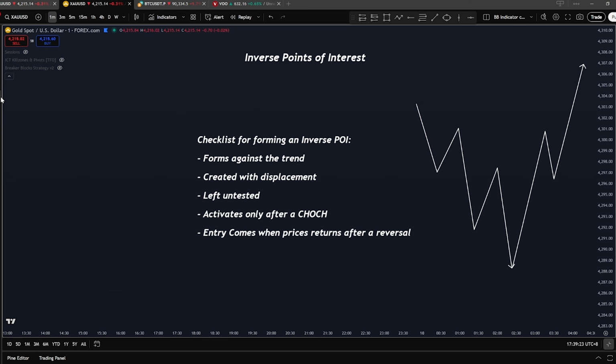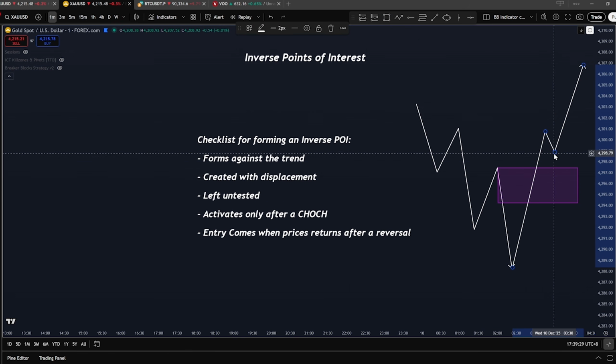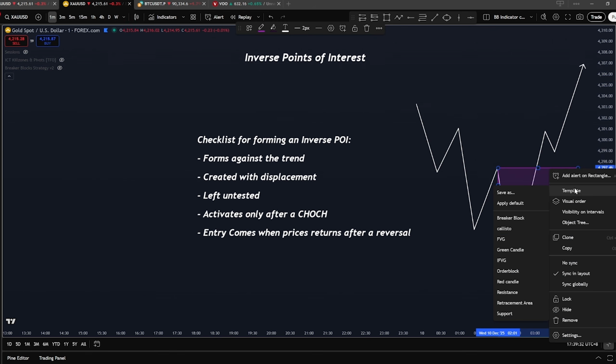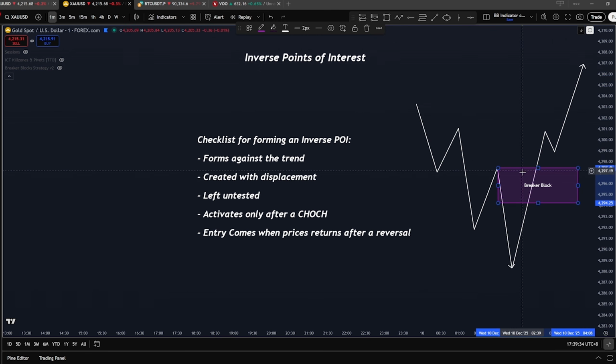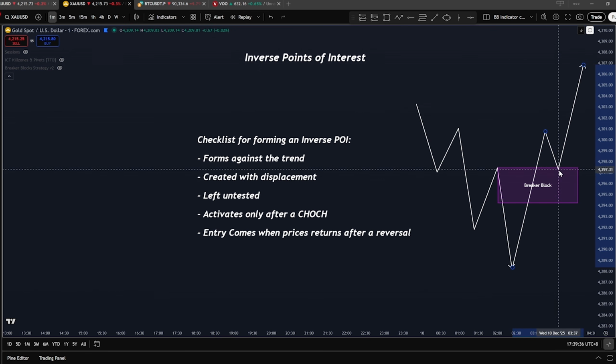For example, if the market here creates a breaker block and price at this point has not come back to test, this area here is still valid for price to come back and retest eventually. So wait for price to come back to tap and then look for confirmations to execute for buys. If it's not tested, it means that there are fresh orders there waiting to be collected.